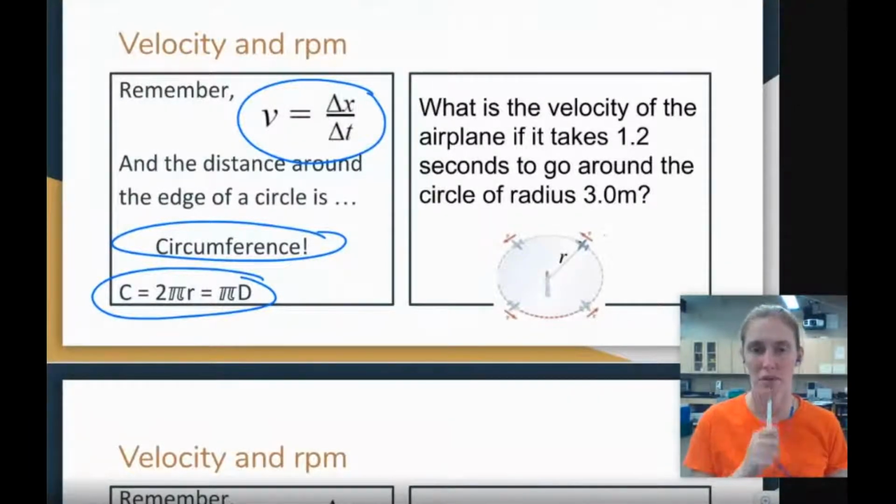So the problem I want you to pause this video and do is, what is the velocity of the airplane if it takes 1.2 seconds to go around the circle of radius 3 meters? Pause this, do it, and then resume.